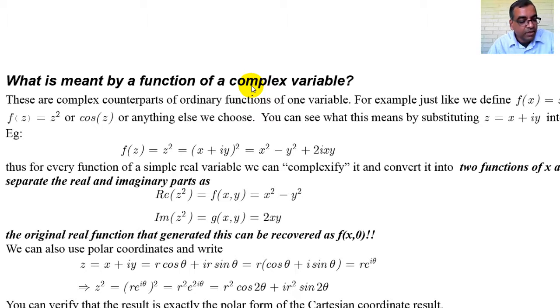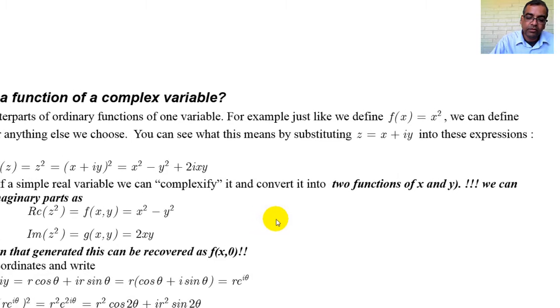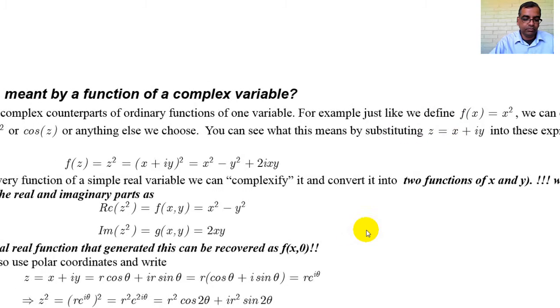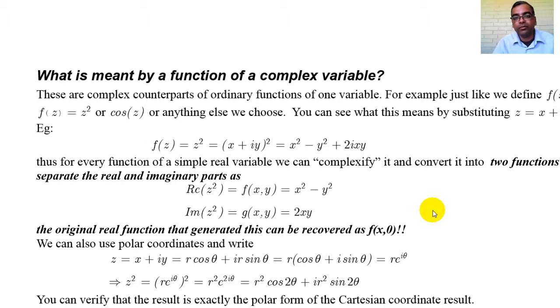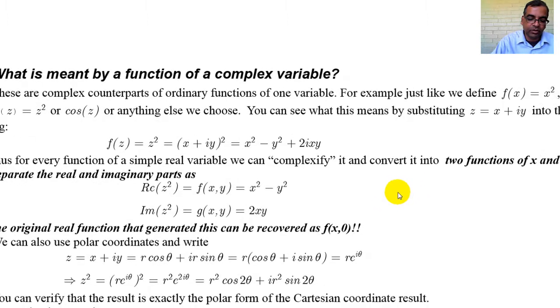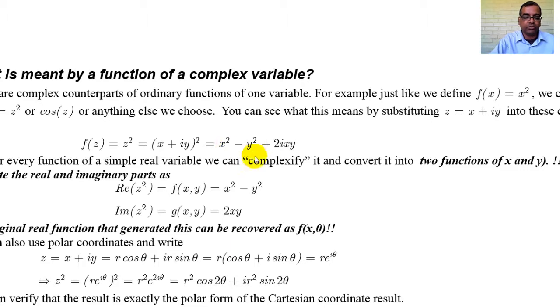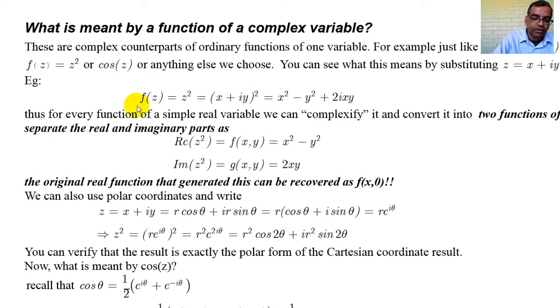The idea is, just like an ordinary function, you can talk about complex functions. So if you just think of f of x equal to x squared, you can try f of z equal to z squared or cos z or whatever. So f of z is x plus iy squared, and you know how to do it. It's x squared minus y squared plus 2ixy. So the nice thing is, if you take any complex function, it has a real part and an imaginary part, and you can actually get all of these things.